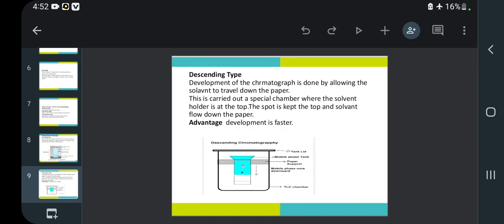Descending type. Development of the chromatogram is done by allowing the solvent to travel down the paper. This is carried out in a special chamber where the solvent holder is at the top. The spot is kept at the top and the solvent flows down the paper. Development is faster. This is the advantage of the descending type of paper chromatography.